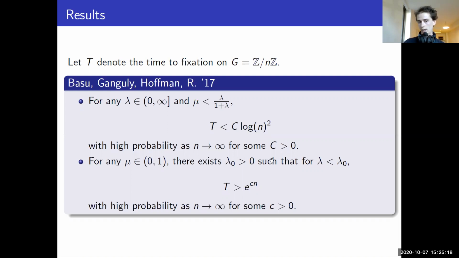And then on the other side, there's some activity regime. So for any mu, you can take lambda small enough so that the time to fixate is exponential in n. It would be nice to sharpen this transition a bit more too. But at least this shows there are these two different phases where you have drastically different behavior, for some values of mu and lambda.